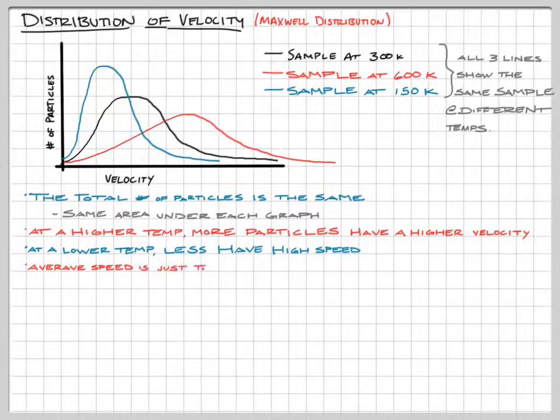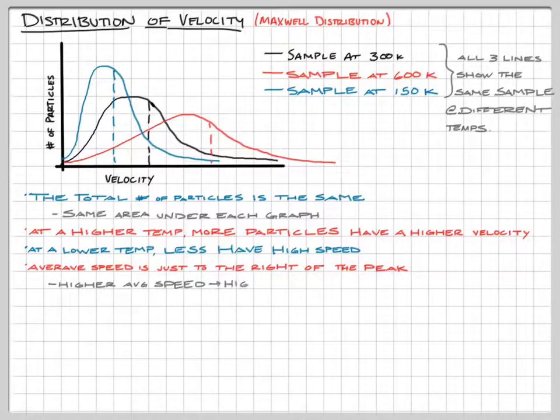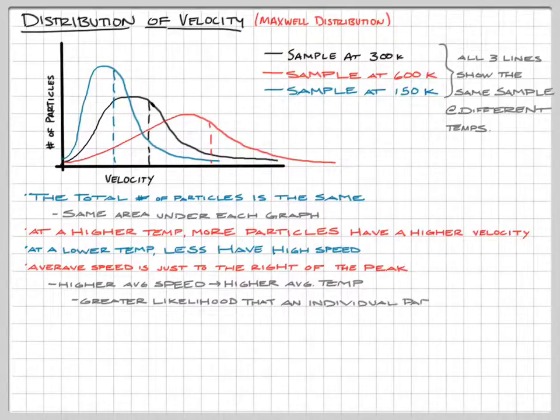Average speed, if we want to see where average speed is on these graphs, it's just to the right of the peak. So I'm going to draw that in real quick. I've got an average speed here, an average speed there, an average speed there. So having a higher average speed means I have a higher average temperature. Also means I have a higher average kinetic energy. So what that means is I have a greater likelihood that an individual particle is moving faster.